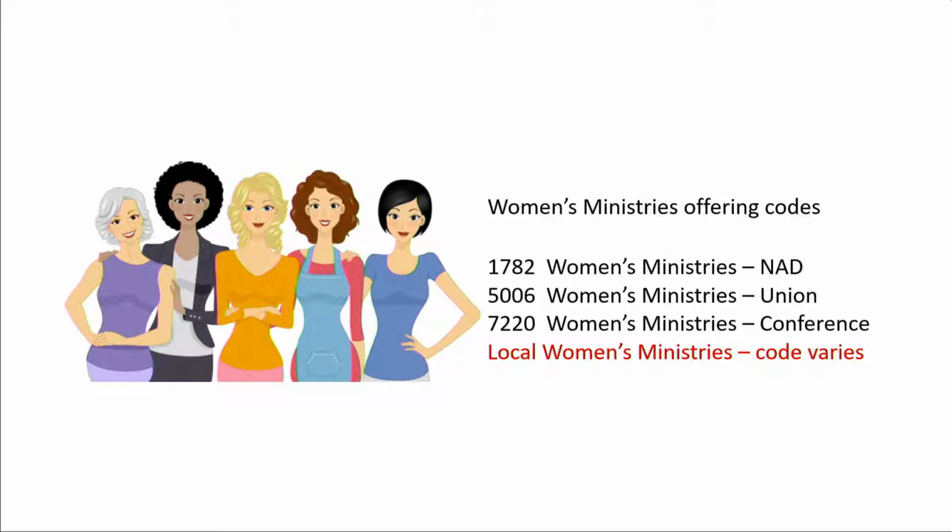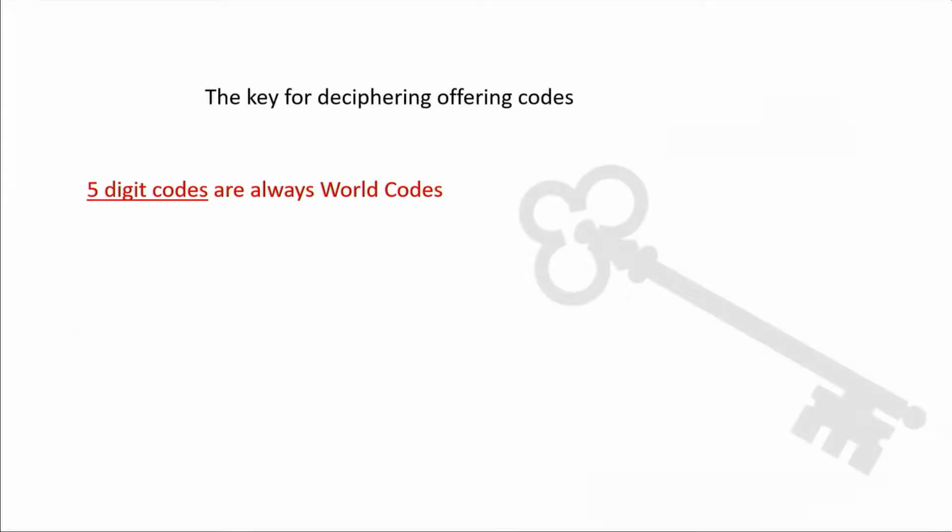There are a few other funds that can have duplicates in conference and local that you have to watch: Worthy Student, Evangelism, and Christian Education. So let me show you how it works. 5-digit codes are always world codes. World codes are any that are not local or conference.